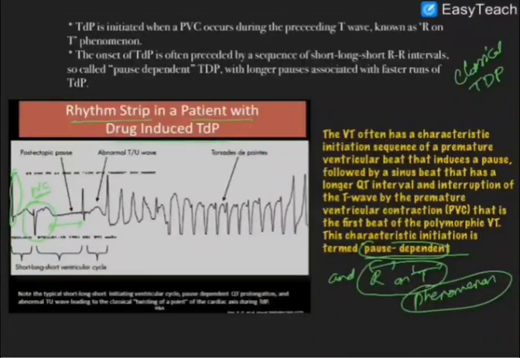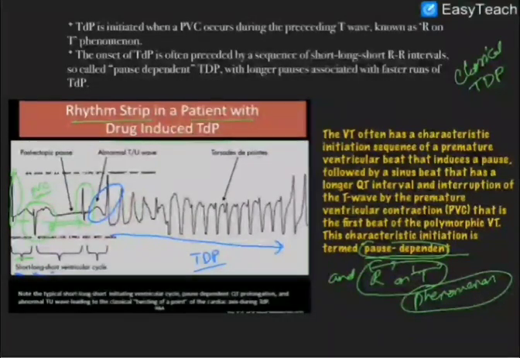After this PVC, there will be a long pause before a normal QRS complex again. And when this characteristic pattern of a short interval before the PVC and a long interval after the PVC occurs before the normal QRS develops, then at the end of the normal QRS complex, the abnormal PVC will overlap on the T wave, and this gives rise to Torsades de Pointes.